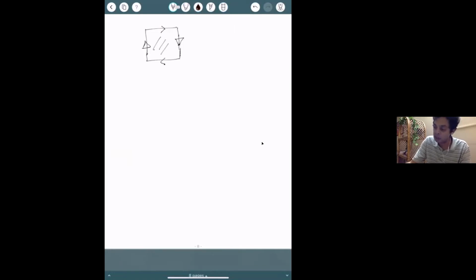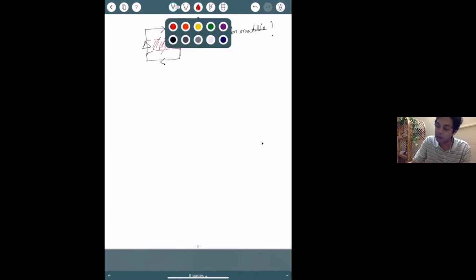So it's non-orientable. Why? Because it has an embedded Mobius strip, right? So this guy is a Mobius strip sitting inside here.